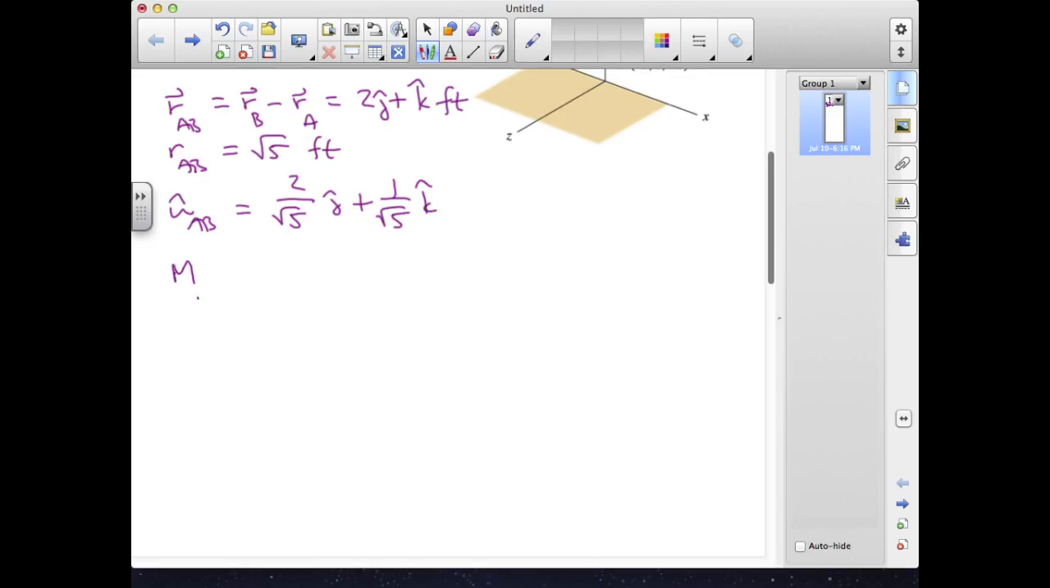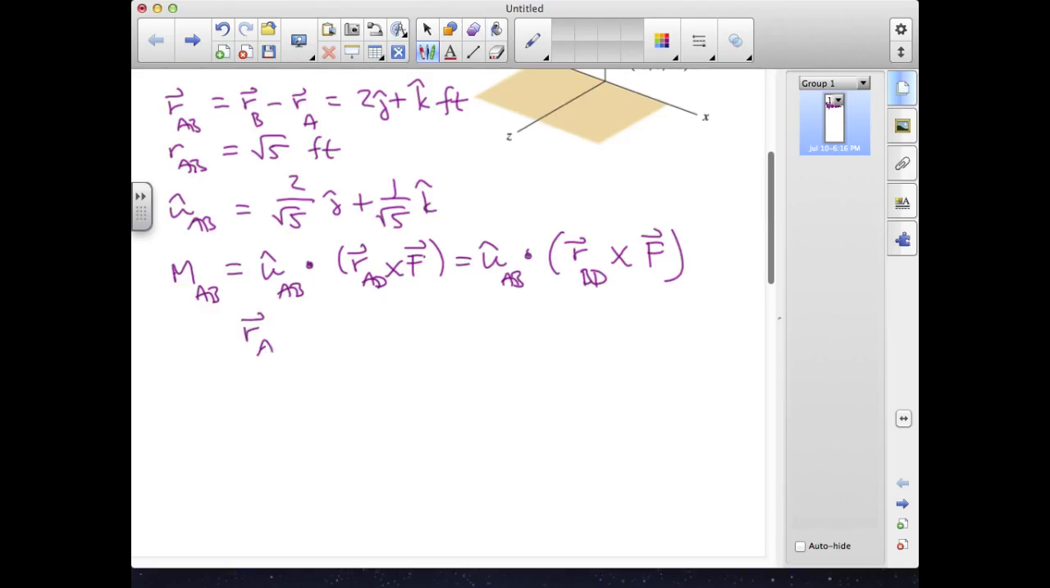The moment about AB could be written as UAB dotted into one of two expressions, either RAD cross F or UAB dotted into RBD cross F. And we can again see from the coordinates given that we could write expressions for RAD and RBD, and they look very similar. RAD is minus 2I plus J plus 0.5 K feet.